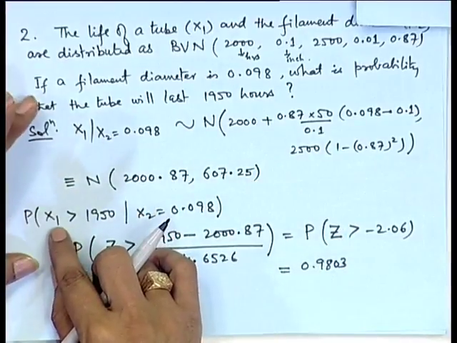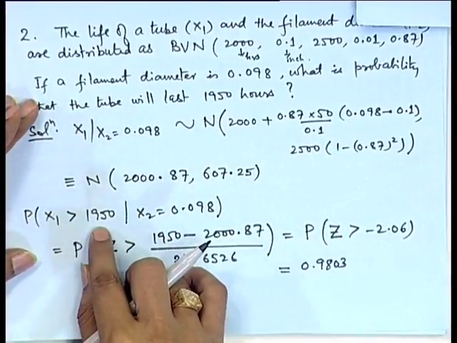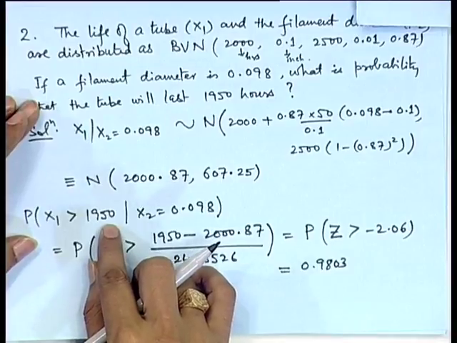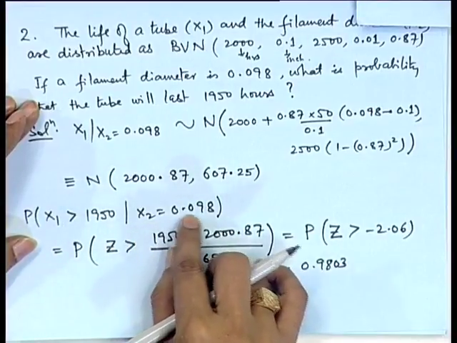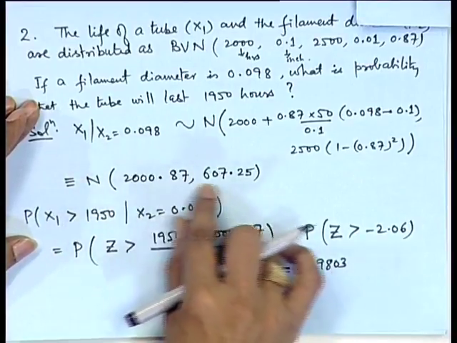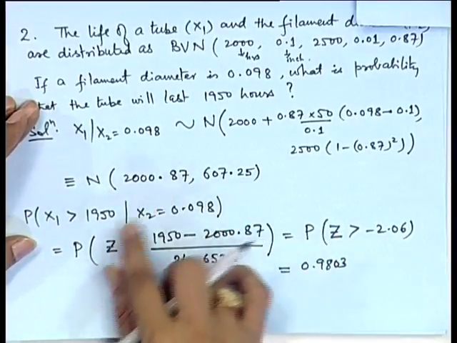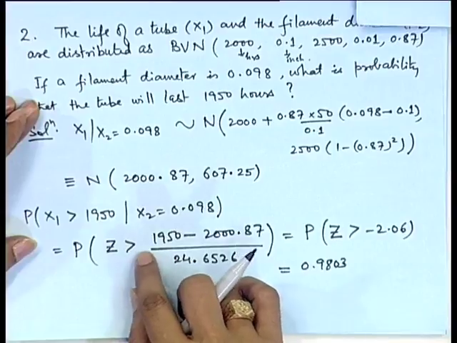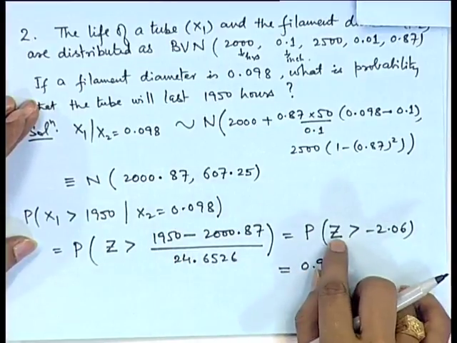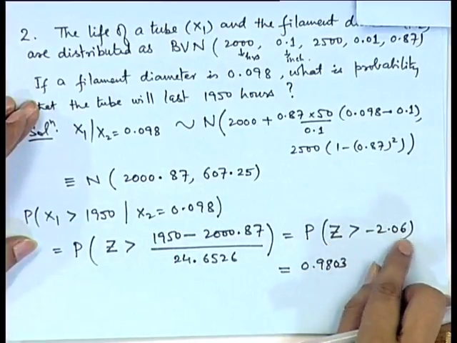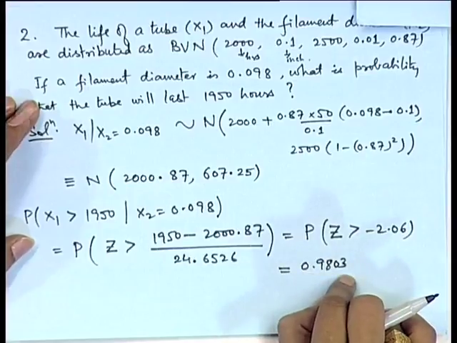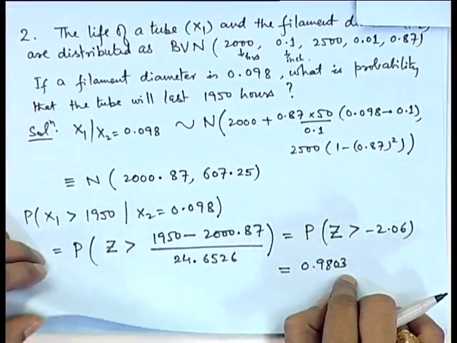So, the conditional probability of x 1 greater than 1950 given that x 2 is equal to 0.098 can be calculated using this univariate normal distribution. After transformation to standard normal we get it as probability of z greater than minus 2.06, which is evaluated as 0.9803.